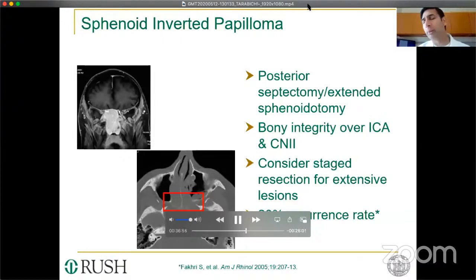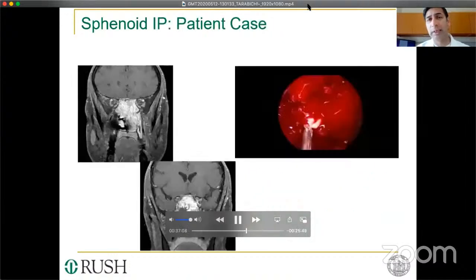And certainly for very large aggressive malignancies, and for large aggressive benign tumors, you could consider staging, and even in the best of hands, the risk of recurrence in these cases can approach 20%.